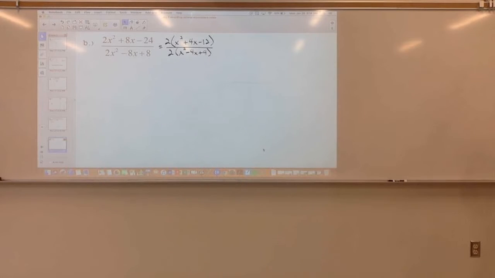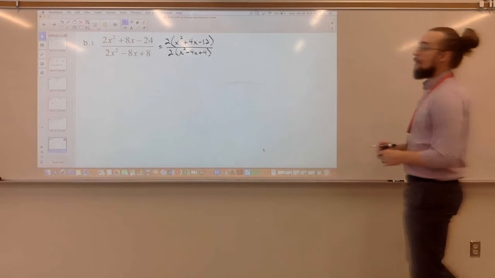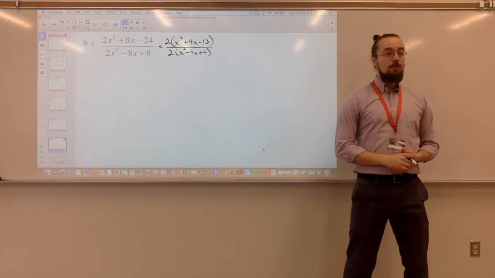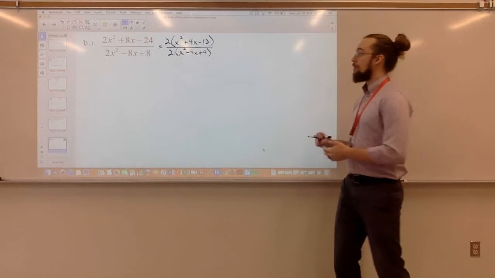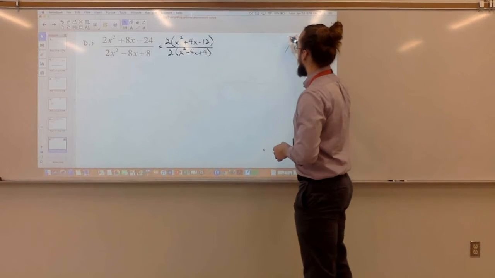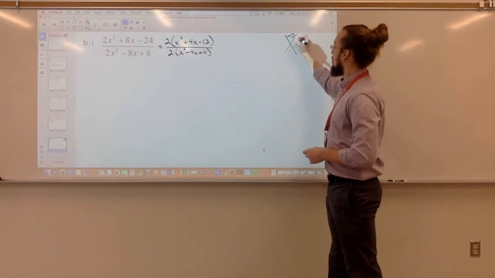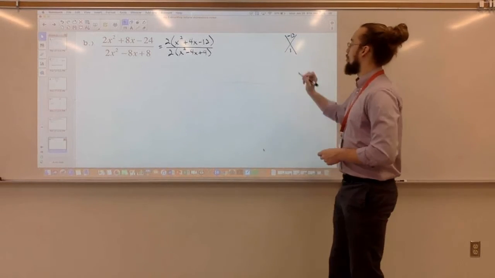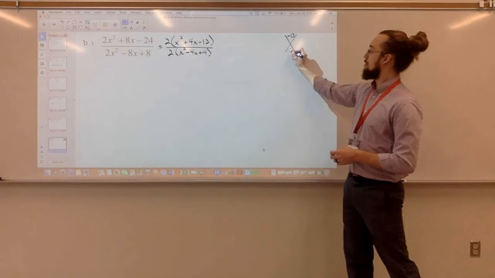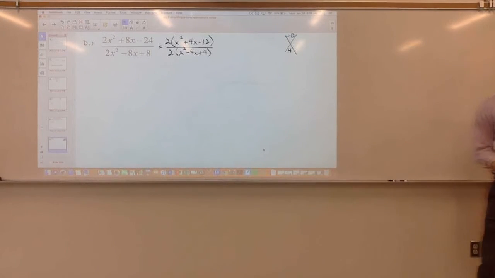So now, I want to try to X factor both the numerator and denominator. So in the numerator, I'm looking for two numbers that multiply to negative 12 and add to 4. What could we have that multiplies to negative 12 and adds to 4?